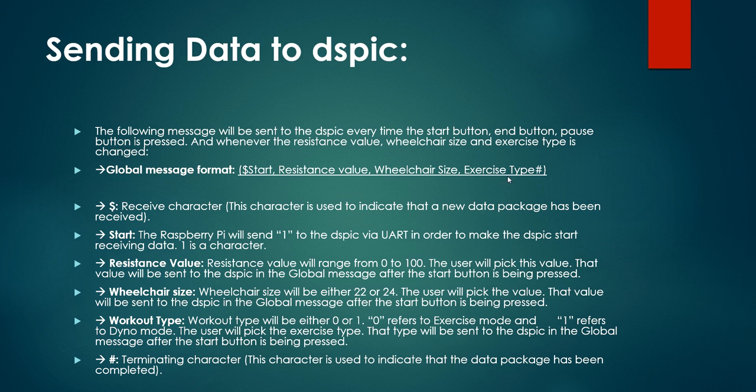And then we have the exercise type. This is going to be either exercise mode or dyno mode. And then lastly we have the end key character. This is just a terminating character that is used to indicate that the data package has been completed, so the dspic can start receiving a new packet.